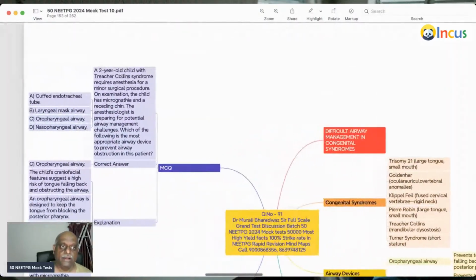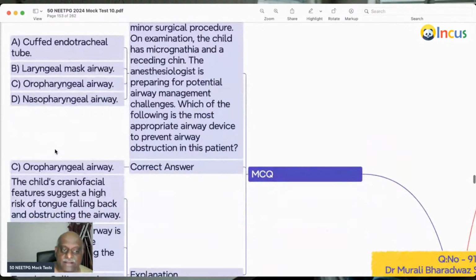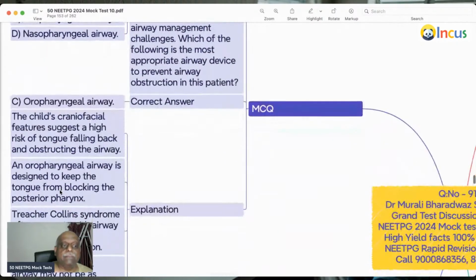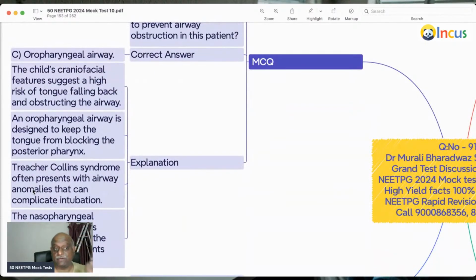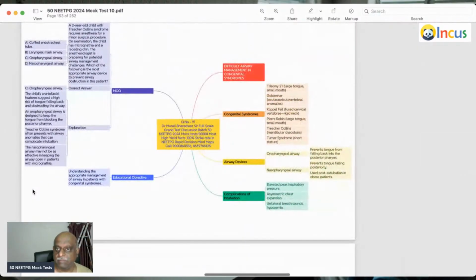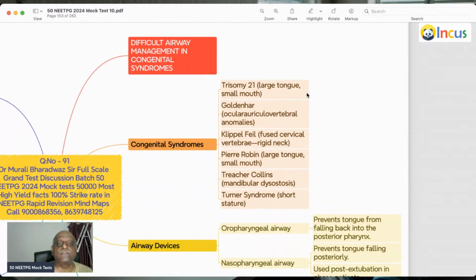Now, a 2-year-old with Treacher-Collins syndrome requires anesthesia. So there is a high risk of the tongue falling back. An oropharyngeal airway is designed to keep the tongue from blocking the posterior pharynx, is what you should remember. So, difficult airway management in congenital syndromes.